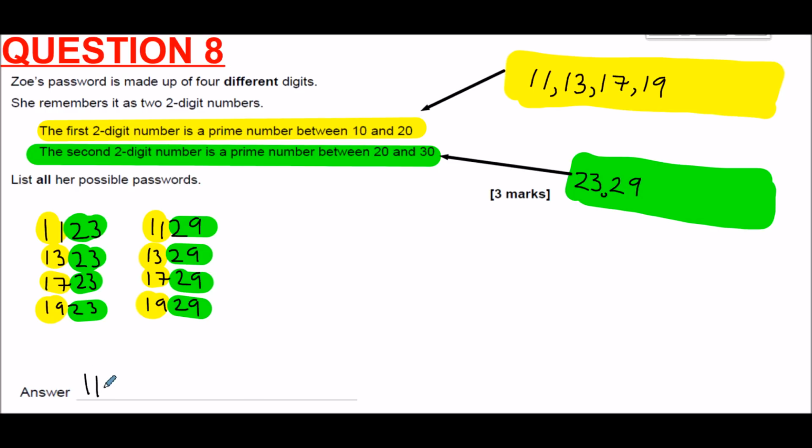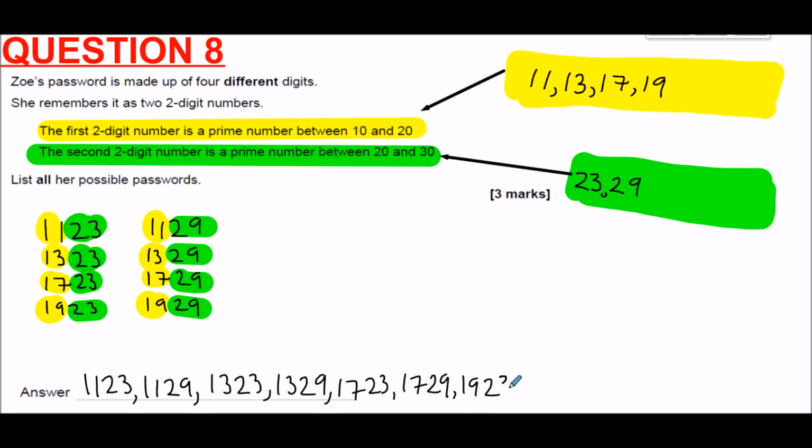So 1123, 1129, 1323, 1329, 1723, 1729, and the last couple 1923 and 1929. And that's all of them.